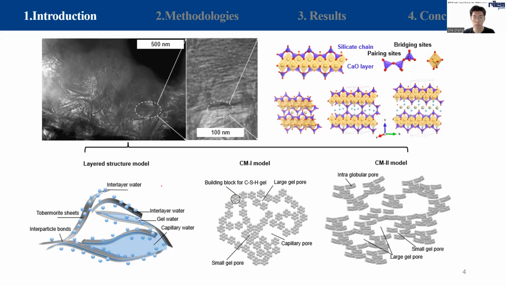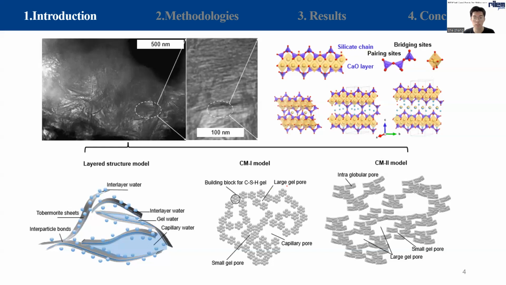Current popular models describing the nanostructure of CSH include the layer structure and colloidal structure models. The layer structure model proposes that the CSH particle exhibits a structural resemblance to a layered tobermorite-like crystal. The colloidal model can be noted as CM1 and CM2. In the CM model, the fundamental building block is a grain-like particle composed of a few stacked layers.